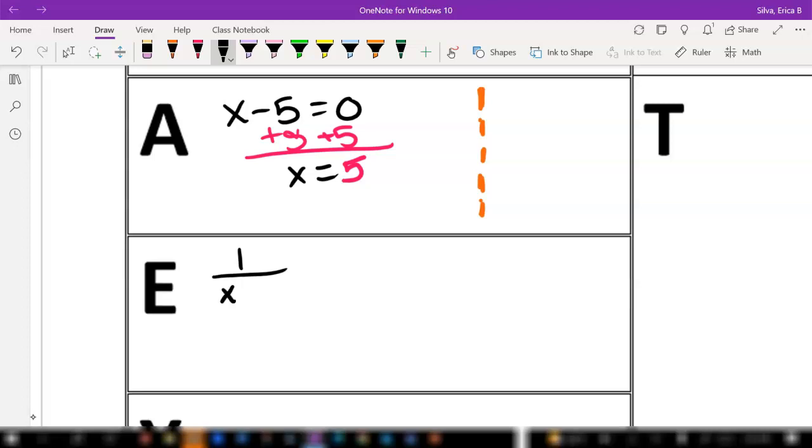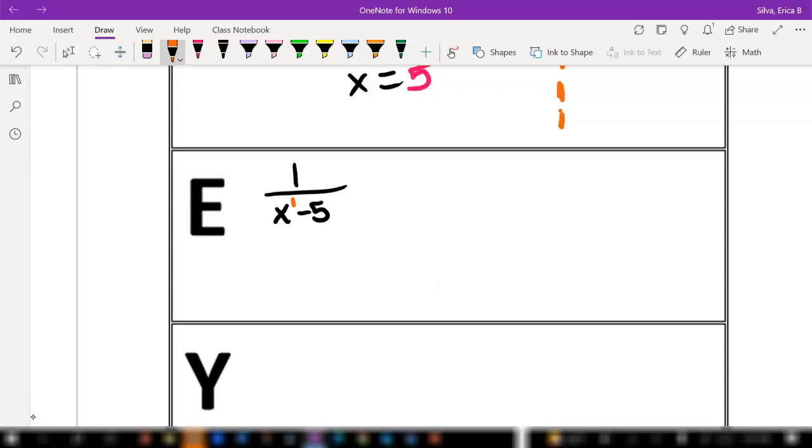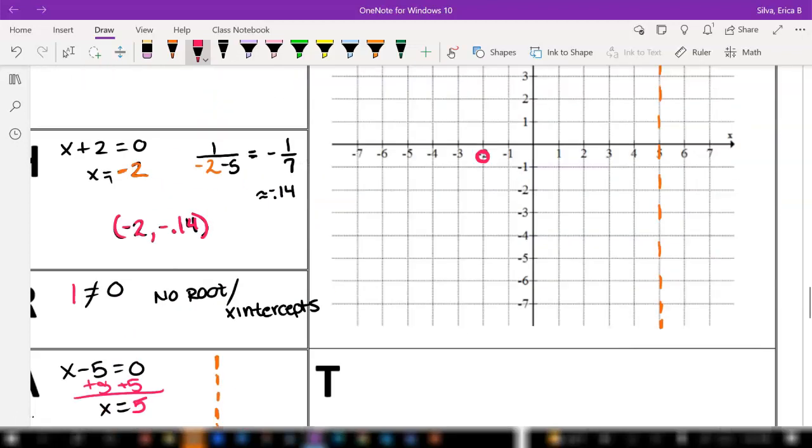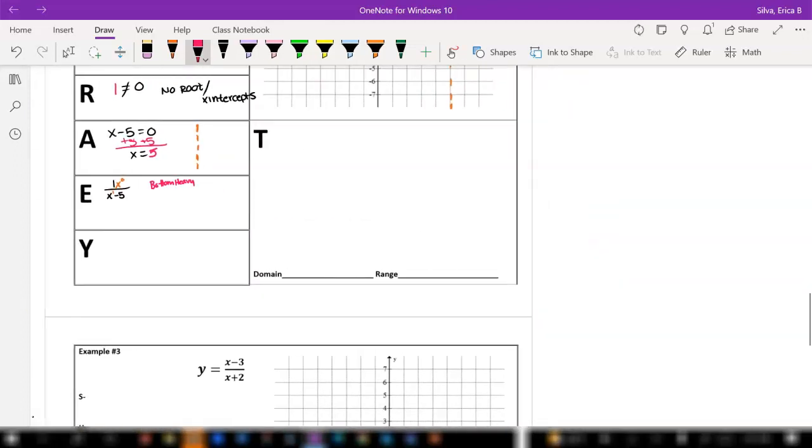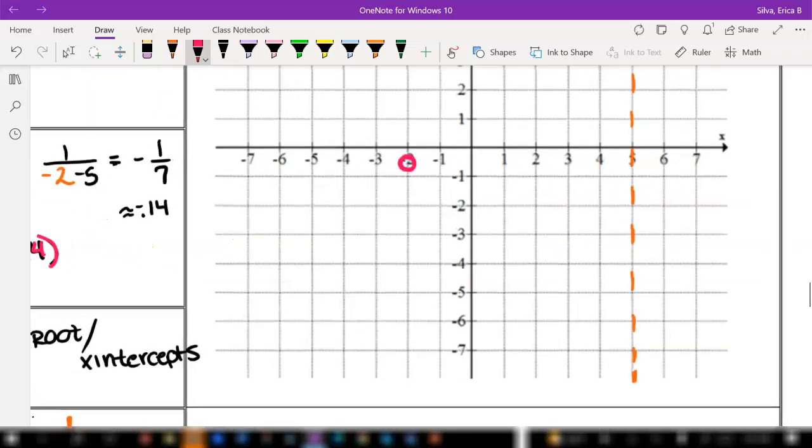So we have x minus 5. The denominator x has an exponent of 1, and because there's no variable in the numerator, that means that we have an x to the 0 power. So because the x in the denominator has a higher power, this means that it is bottom heavy. And because it is bottom heavy, we go back and see that anything that's bottom heavy, your horizontal asymptote will be at y equals 0. So that's where we're going to draw our horizontal asymptote.